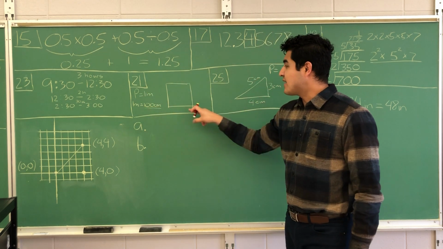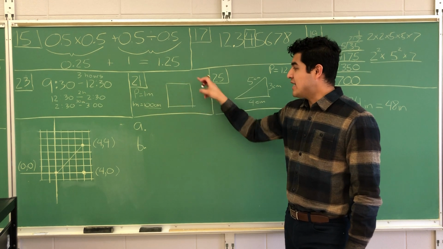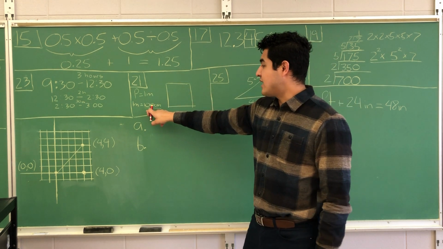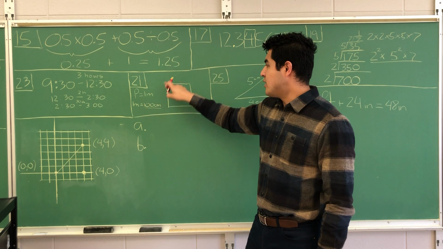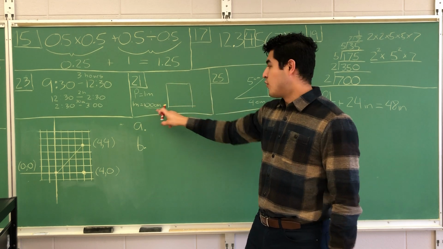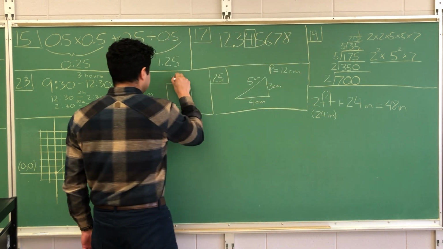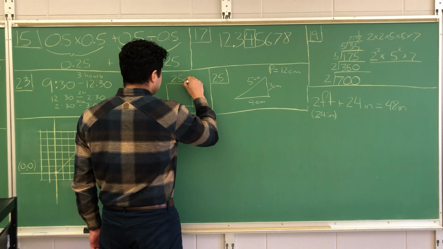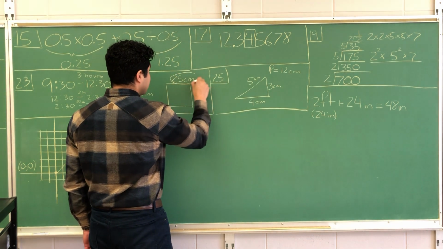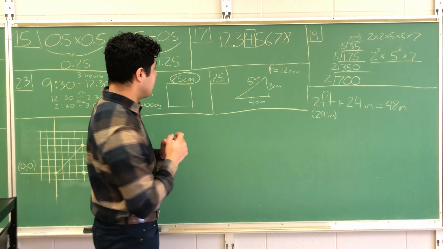So to find how long each side is, all I did is divide 100 centimeters by 4, since a square has 4 sides. 100 divided by 4 is 25. Our unit of measurement is centimeters, so your final answer is 25 centimeters.